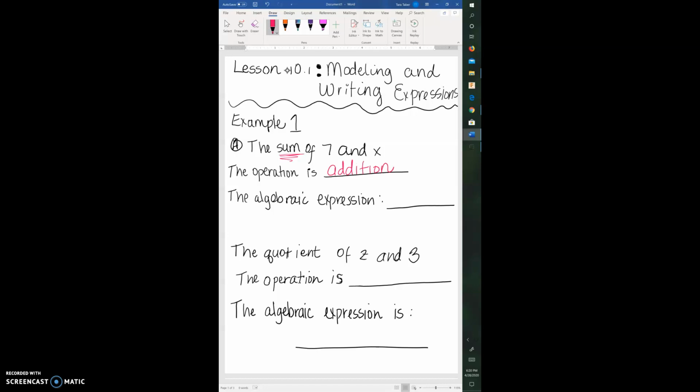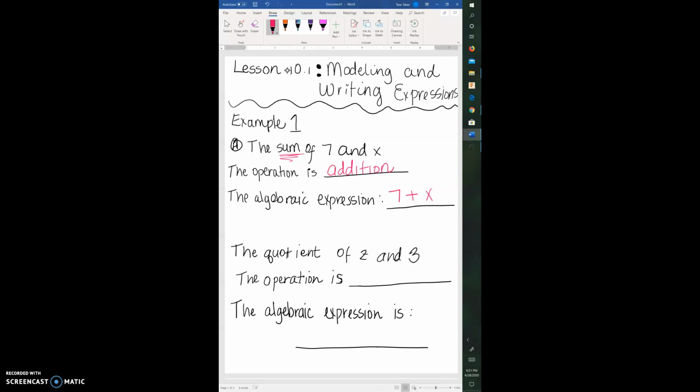Okay, and then the algebraic expression, the sum of 7 and x. 7 plus x. That is your answer. They want to know what it is. You can't do anything else with this math problem. This is all you can do right now.